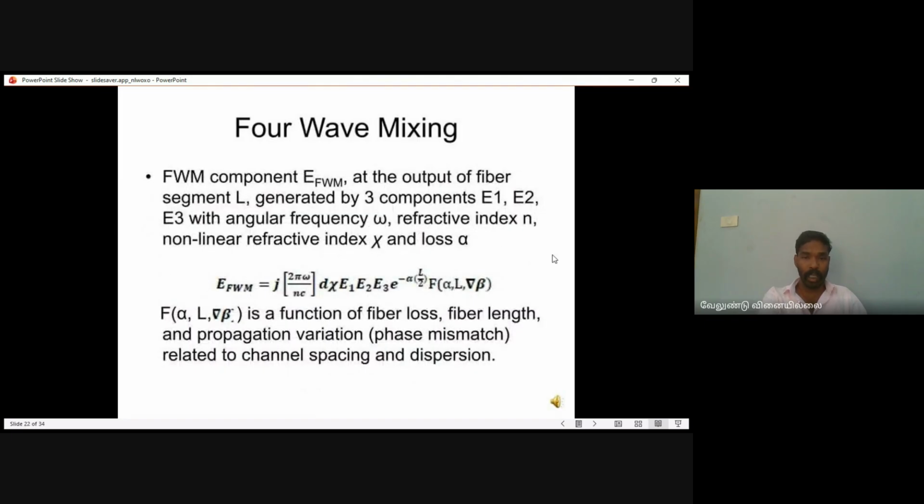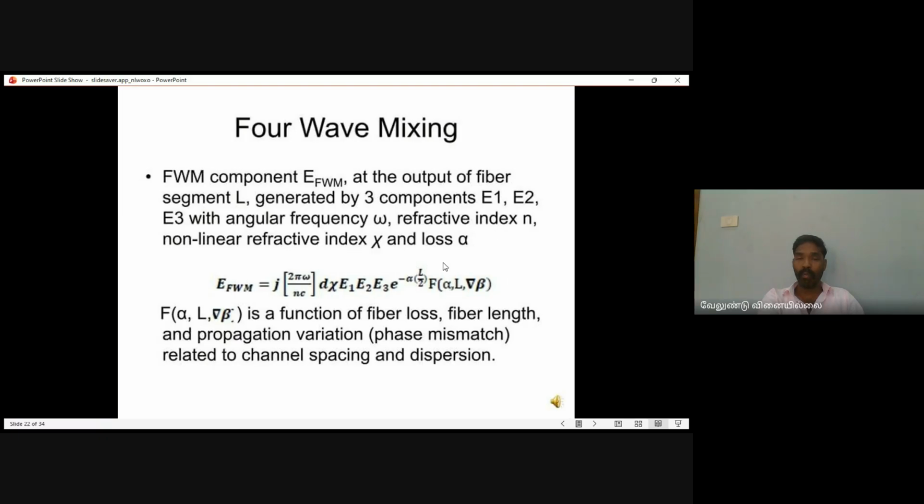In four-wave mixing, the electric field can be represented by j2πf, and the component of the electric field includes the susceptibility, E1, E2, E3, e to the power minus alpha divided by L by 2, F alpha. So F alpha, L and del beta are a function of fiber loss. All of you please note it down.